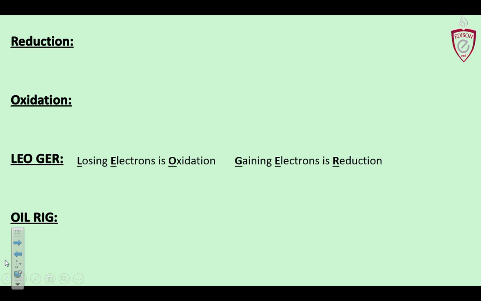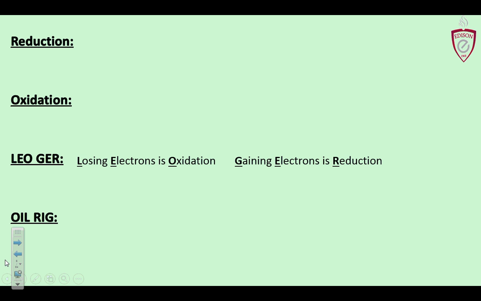Now, here's a little mnemonic device. I'm going to let you do this one, because this is the one you like. LEO the lion goes GER. Losing Electrons is Oxidation. So if I lose an electron, oxidation has occurred. Gaining Electrons is Reduction. If I gain an electron, reduction has occurred. It's a device to remember what oxidation and reduction are, period.